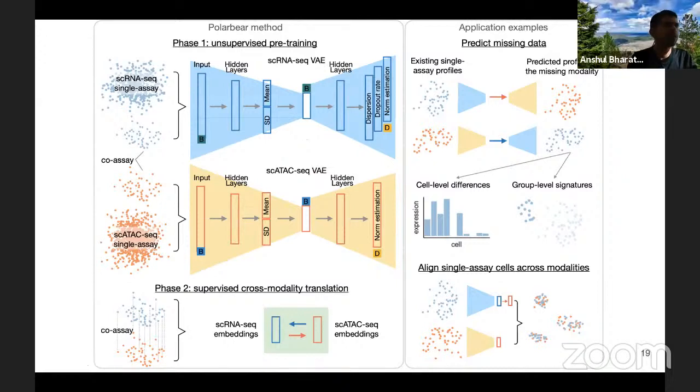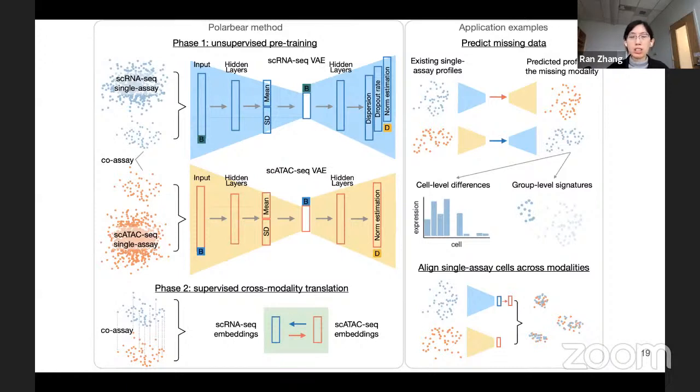Excellent. The next question is, how does Polar Bear compare with other existing methods in addition to Babel? I guess you showed this in the talk. Yeah, that's a great question. There are several existing methods. We chose to compare with Babel because Babel directly addresses the single-cell RNA-seq and ATAC-seq translation task, and it is also directly applied to this SNARE-seq data set. So we think it would be a more fair comparison.